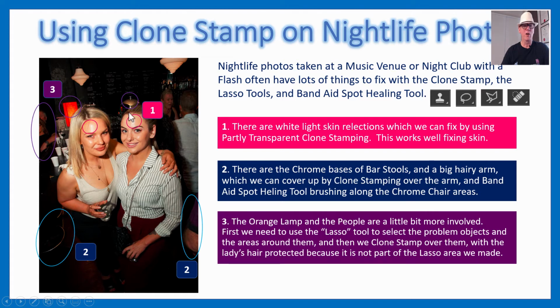And here, this poor girl's got Aladdin's lamp growing out of her head, so we need to use our lasso tool and stamp over that to get rid of it. And this other poor lady, she's got the big orange square light growing out of the back of her head, so we need to remove that as well.